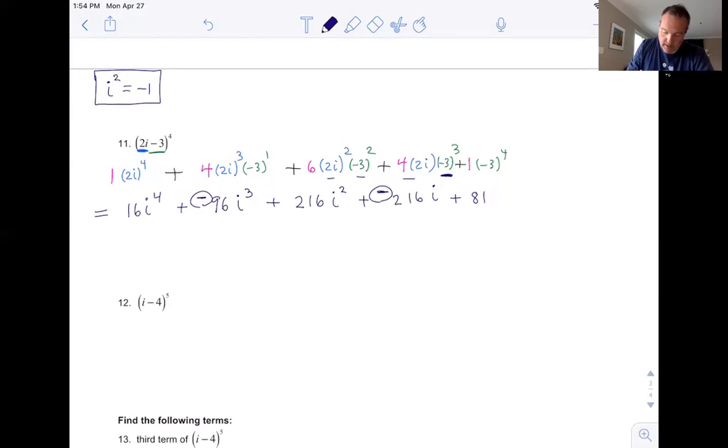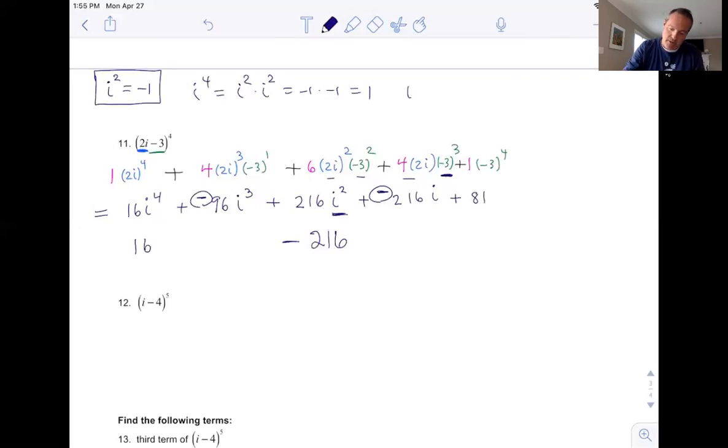So where's that? I squared here. That's negative 1. So this is going to become a minus 216 in the middle. I to the 4th, well, what is I to the 4th? It's just I squared times I squared. So that's negative 1 times negative 1, which is 1. I think somewhere in Algebra 2 you learned about the powers of I. They have this pattern, but I to the 4th is just 1. So this is just 16.